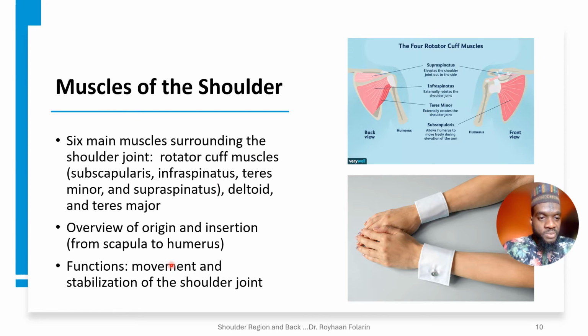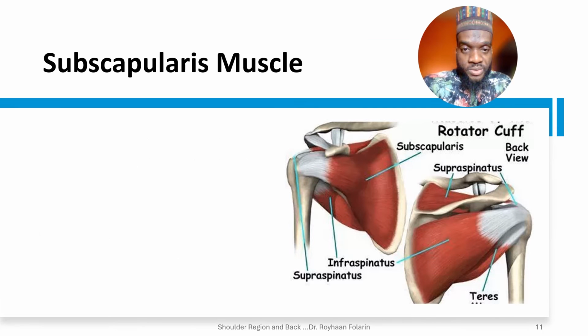So generally, these muscles function to move and stabilize the shoulder joint, and generally as well, the muscles run between the scapula and the humerus. So they are able to move the shoulder joints because of their origin coming from the scapula and their insertion into the humerus.